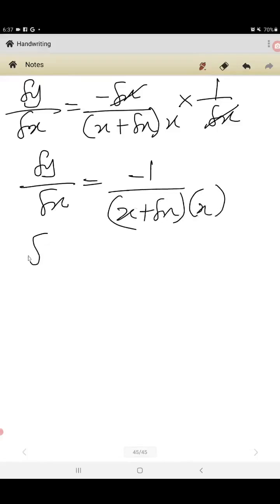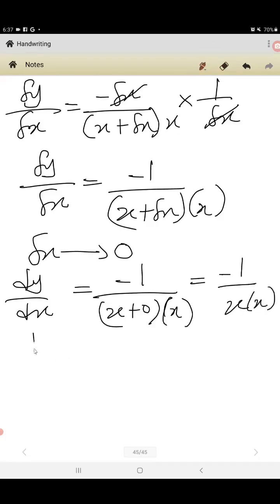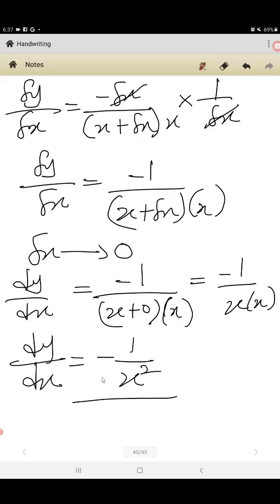So when change in x tends to 0, meaning that dy over dx is equal to minus 1 over x plus 0 onto x. So x plus 0, multiplied by x, which is minus 1 over x times x. So dy over dx will now give you minus 1 over x squared. So this is just the value and this is the answer.